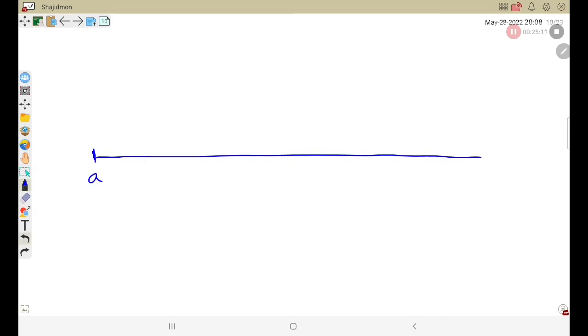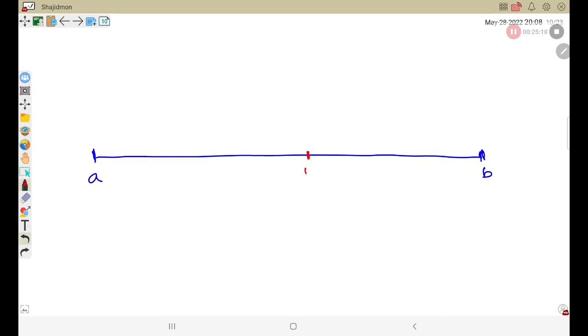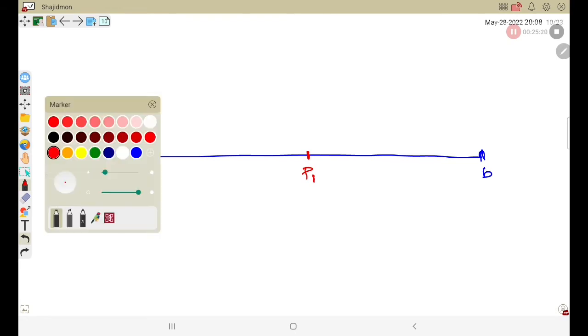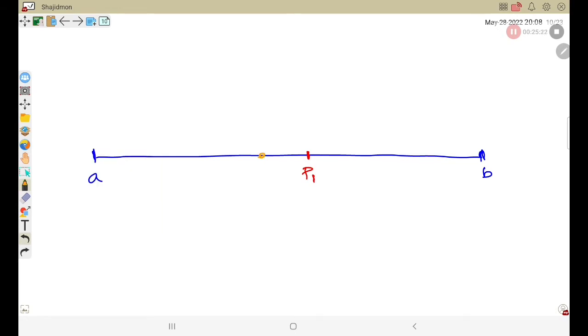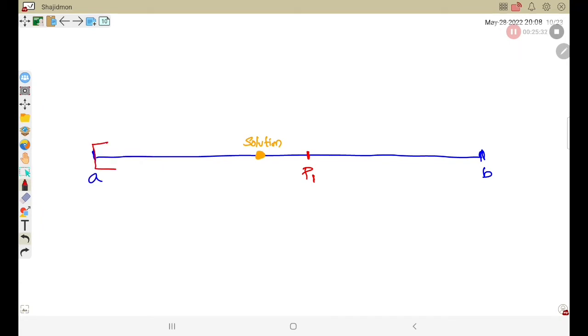Started from the number A and number B. Then first we are finding the P1 number. For example, our solution is here. This is the solution, for example. So to find this number, the computer will take this A to P1 part, because the answer is here, correct? Here there is no answer, this part. So the computer will delete this part.